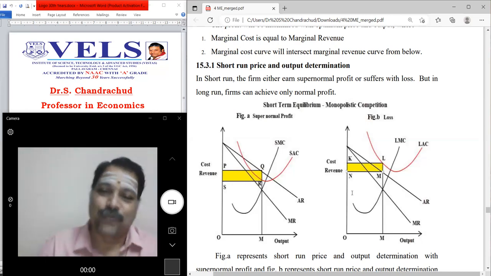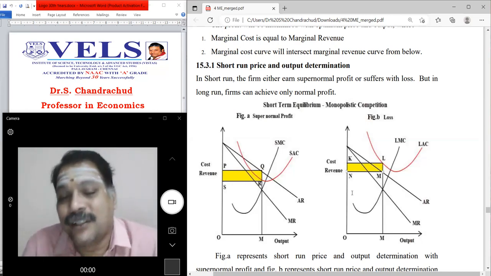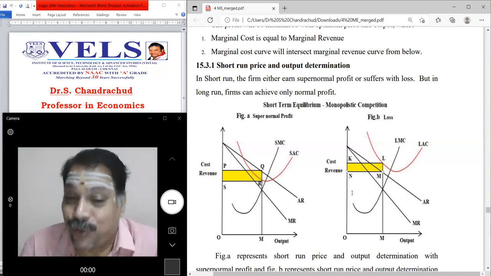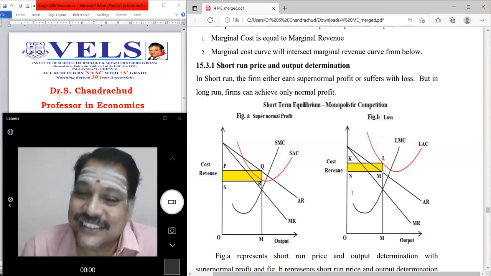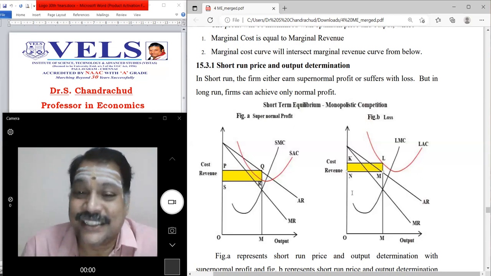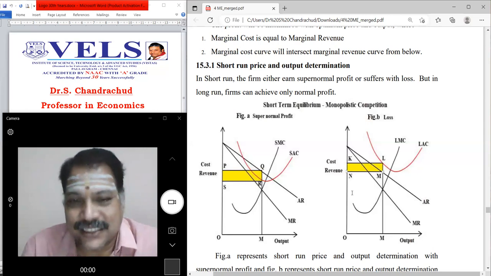Why is it a supernormal profit? Because the average revenue is more and the average cost is less. You can see it in the diagram. When revenue is more and cost is less, then it's a supernormal profit.